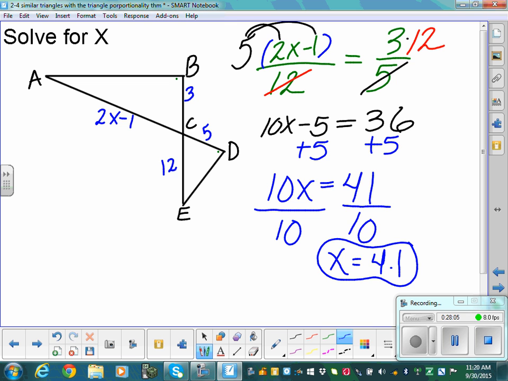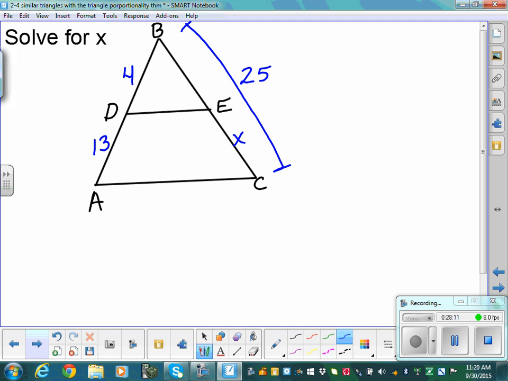This is the last example that I'm going to let you work the rest of the time. Okay? Here we go. This one's trickier. It is trickier. So you need to look. Very much trickier. Solve for x. So we have this. Now I'm going to tell you that these lines are parallel. So these two lines are parallel.